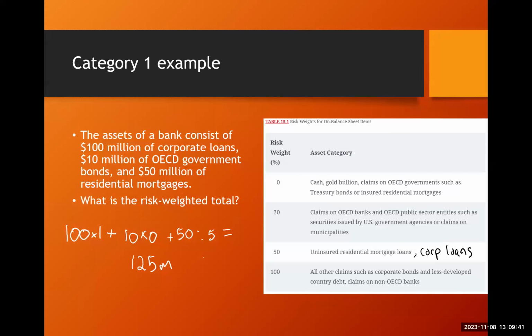So things like cash, government bonds, treasury bonds, insured mortgages, they have 0 risk weight. They seem to be risk-free. While uninsured residential mortgage loans or corporate loans can have a higher risk weight because it's not risk-free, there's a possibility that these transactions are defaulted on.